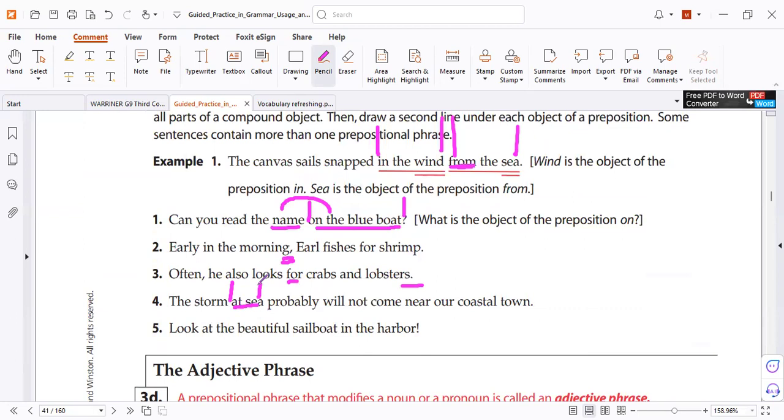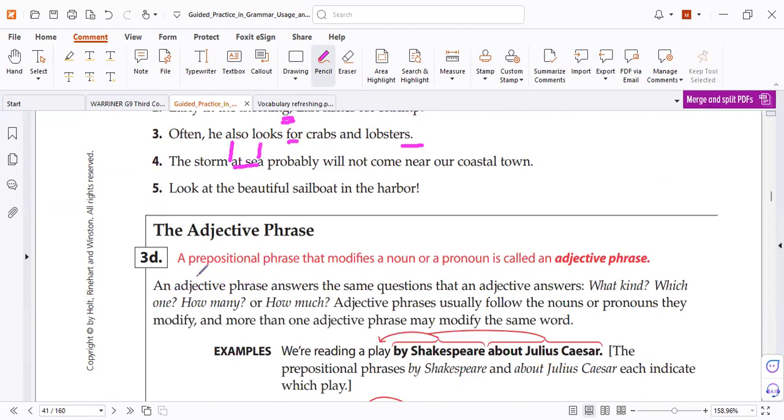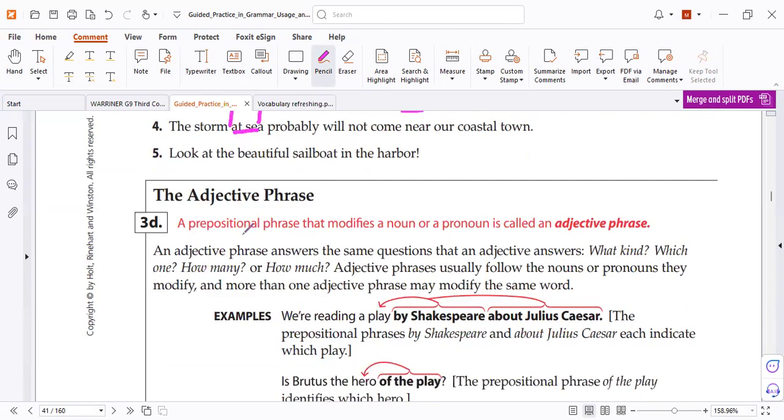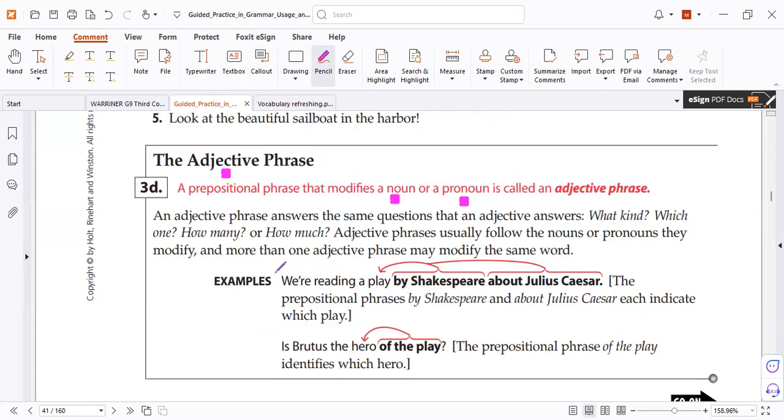Stop. Now to understand, let's see the adjective phrase. It is a prepositional phrase, but this phrase comes after a noun or pronoun. That's why we call it adjective in English. So why is it called adjective? Because it comes after a noun or pronoun. Why? To identify it, to tell you information about it. Information like what kind, which one, how many, how much, or any information.